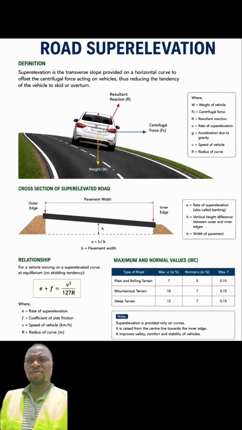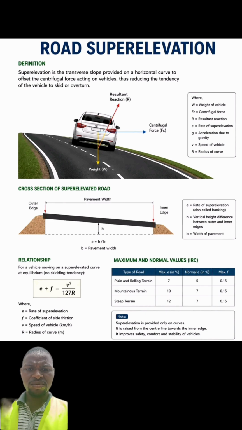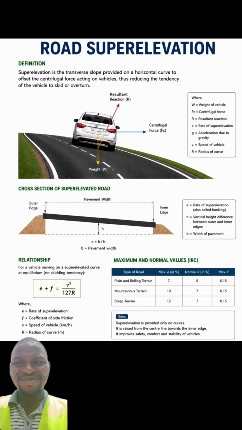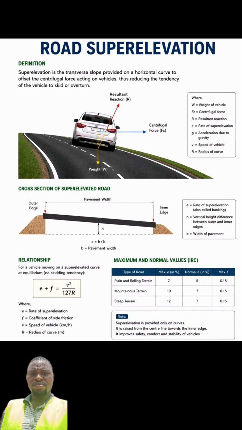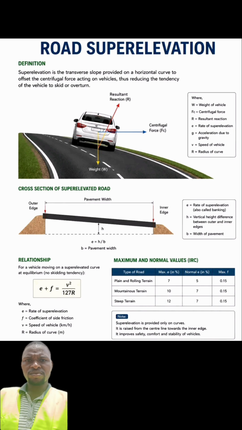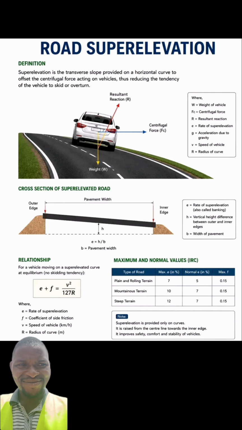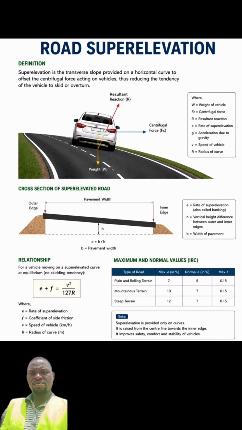So we have the maximum and the normal values, that is IRC values. We have the road types, plain and rolling terrain. The maximum super elevation value is 7, then the normal is 5, and the maximum coefficient of friction is 0.15. Then for mountainous terrain, we have 10, then 7, then 0.15. So basically, even for steep terrain, the coefficient of side friction is still 0.15.